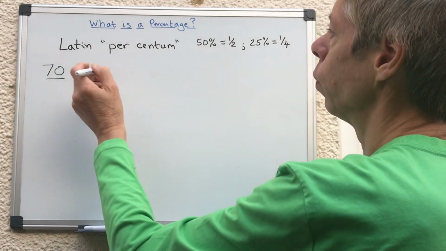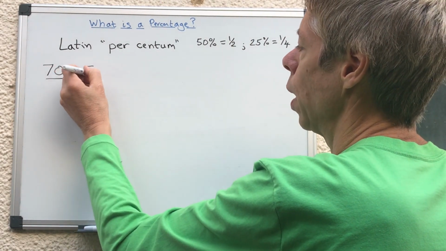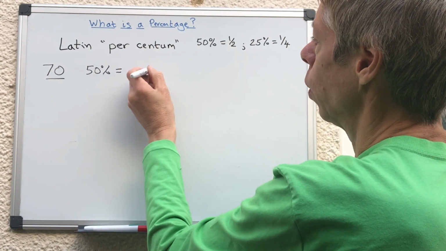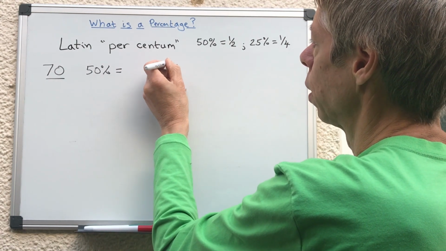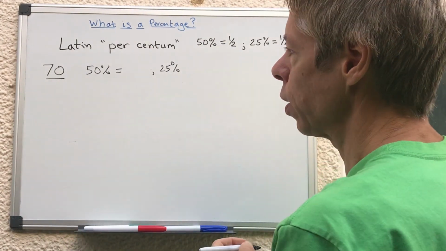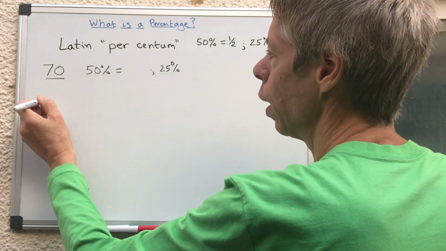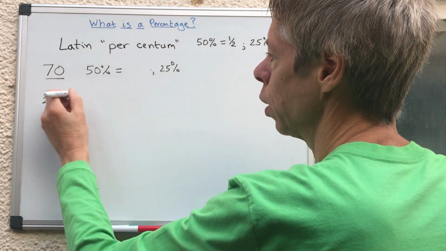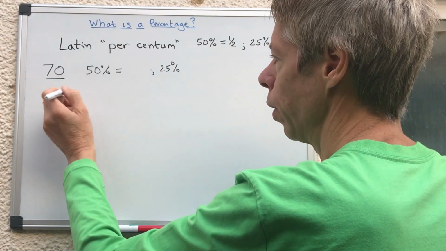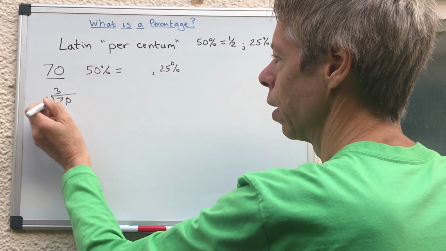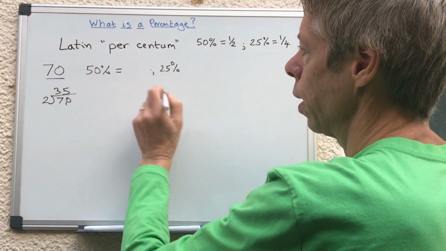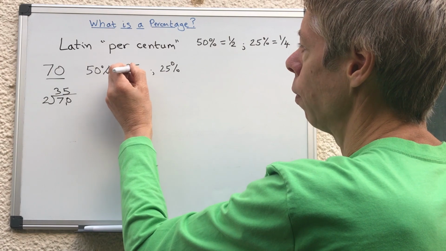And we want to know 50%, and then we want to know what 25% is. Okay, so if you want to know 50%, well, that's obviously half of 70. Again, if you're not sure what to do, use bus stop. 2's into 7 is 3, 2's into 10 is 5. So 50% is going to be 35.